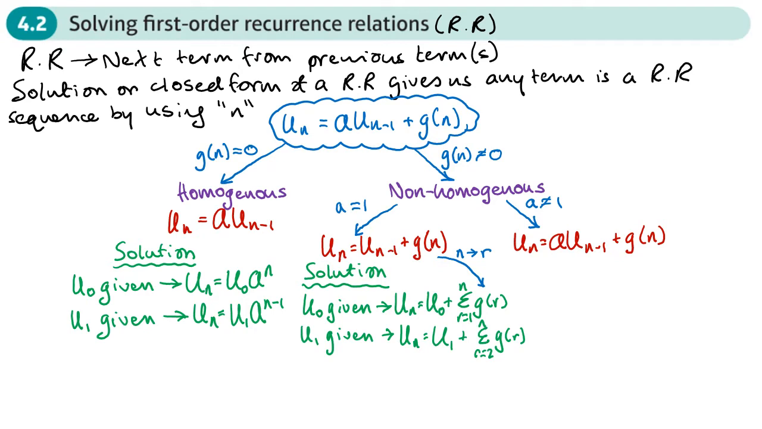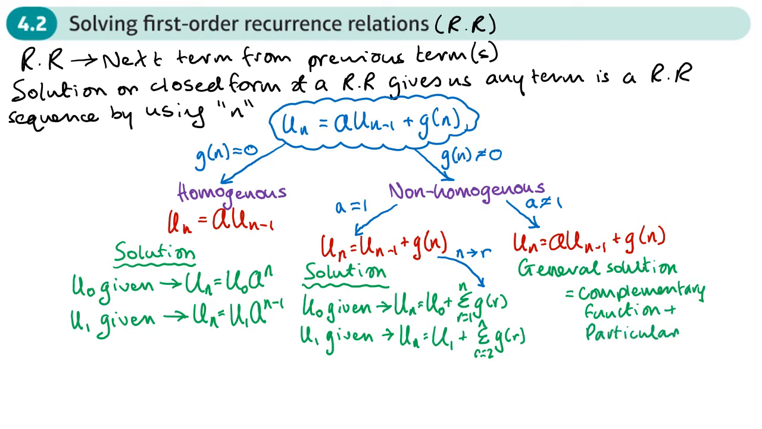Now, the general solution to this type of question, and we'll talk about the particular solution in a moment, is made up of two parts. The general solution is made up of the complementary function plus the particular solution. Now you'll recognize this from core 2, where you're solving first order or second order differential equations. So a complementary function plus a particular solution, it's made up of those two parts.